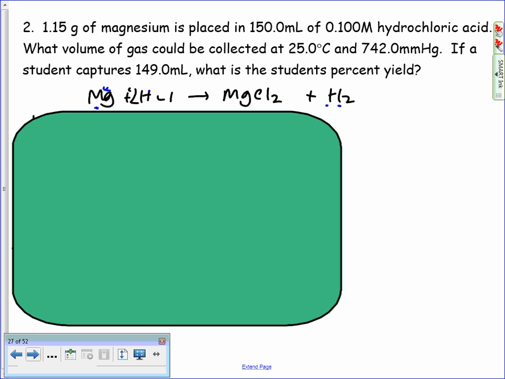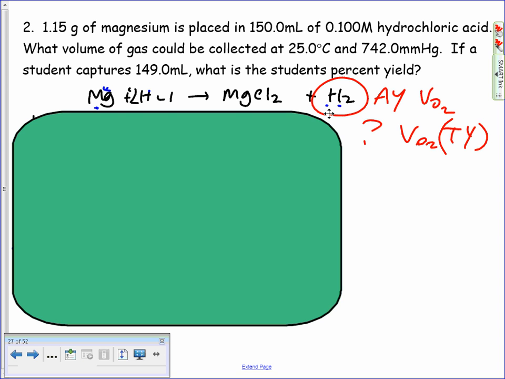Hydrogen gas. So you have to be picking out the pieces. You found the volume, the actual yield of hydrogen gas. So that's V, the volume of hydrogen. So what are you going to do? Find the theoretical yield of the hydrogen so you can actually do the percent yield. So what's our first question? What's the theoretical yield of the volume of hydrogen that we can make?